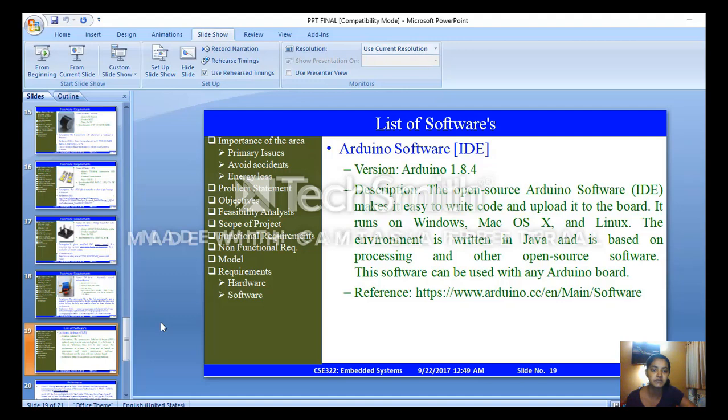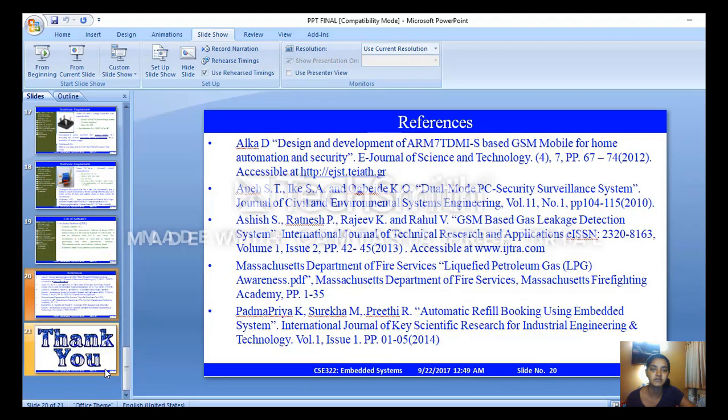The environment is written in Java and is based on processing and other open source software. This software can be used with any Arduino board. The references of all the hardware components are given below the slide. These are the references of the project which we have taken.